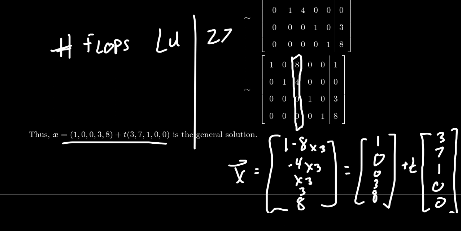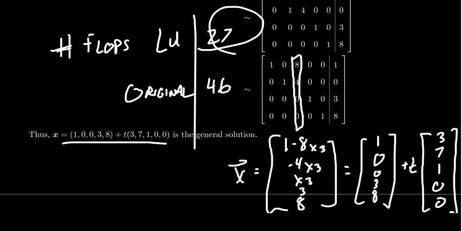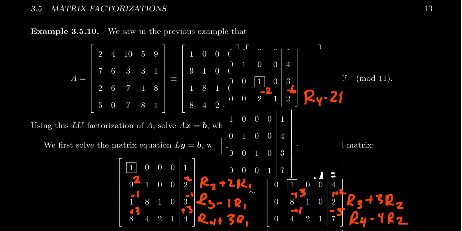If you took our original method, where you didn't have the LU factorization, that turned out to be, I think, like 46 flops, just counting basic arithmetic operations like multiplication and division. And so you can see that the LU factorization takes about half of the effort to solve the system of equations than the original one, if you think about all the flops you have to do. So LU factorization is a lot easier to solve in general.